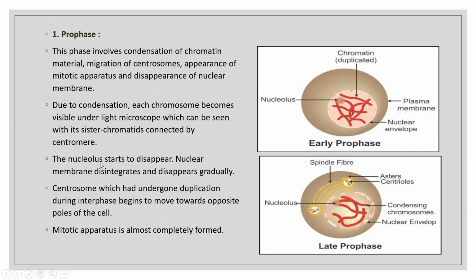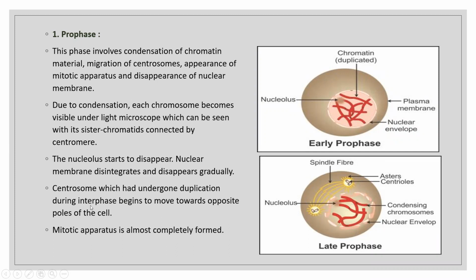Now the nucleolus starts to disappear. You can see here in late prophase, the nucleolus starts to disappear. The nuclear membrane also disintegrates and disappears gradually. You can see here, this is the nuclear membrane. In early prophase, it was very much distinct and easy to see, but in late prophase, the nuclear membrane totally disintegrates and slowly, gradually disappears.